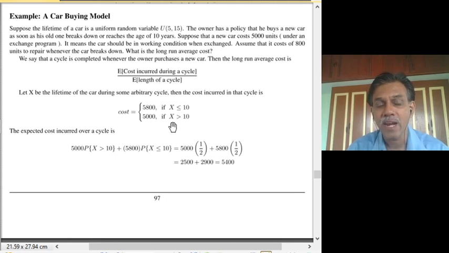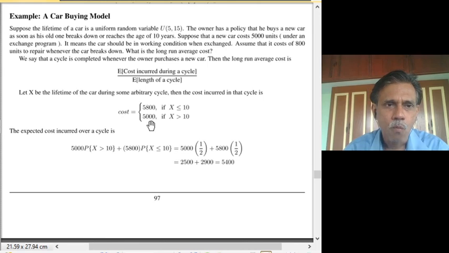But when the lifetime exceeds 10, then what do we do? At the end of the 10 years, we exchange the car for 5,000. Note that we are not waiting for the car to break down. Whenever the car works till 10 years, that is when X, the lifetime, is sometime later than 10 years, under this condition, it is 5,000.